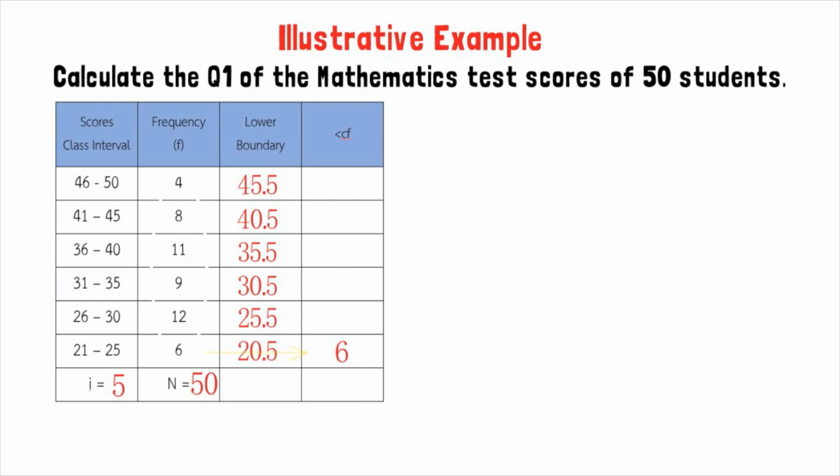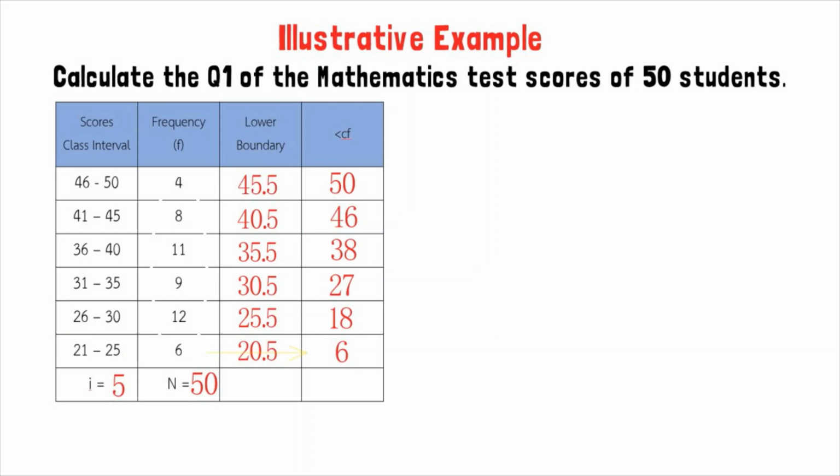So 6 plus 12 is equal to 18. After that ay gagayahin lang natin yung previous procedure at i-add natin si 18 kay third class. So 18 plus 9 is equal to 27. 27 plus 11 is equal to 38. 38 plus 8 is equal to 46 and 46 plus 4 is equal to 50. So yung less than cumulative frequency natin sa ating last class must be equal to the value of n. And that is equal to 50.